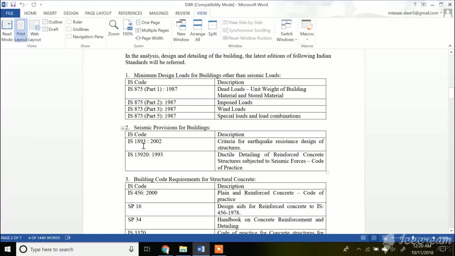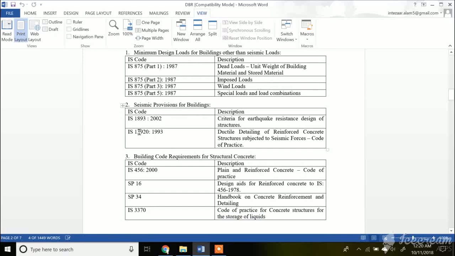1893-2002. On IS 1893 we have uploaded both the static design procedure of seismic load calculation and the dynamic one, and also a video where you can find the suitability, which method, either dynamic or static, is applicable to your structures. You can refer to those videos and you'll get a brief idea of this seismic load, IS 1893-2002.